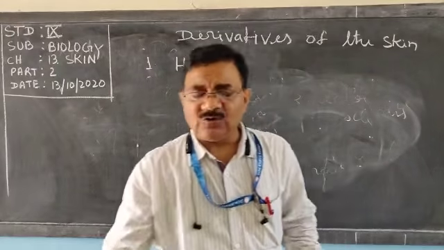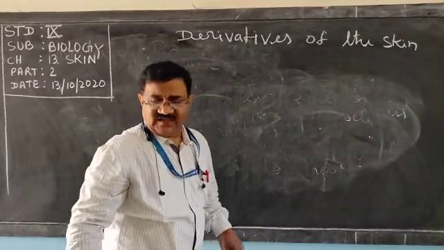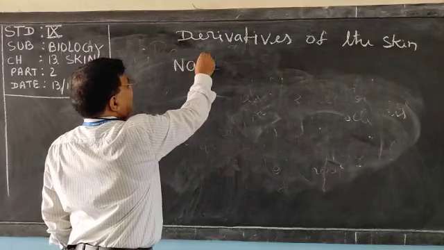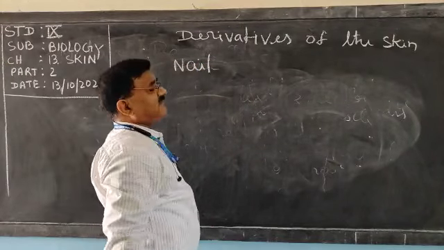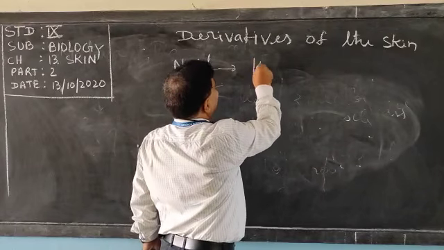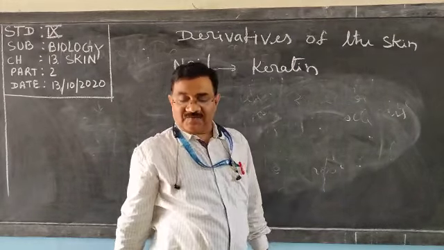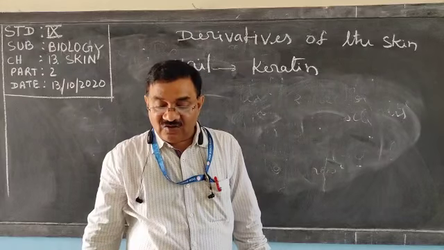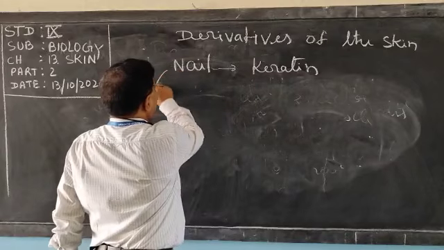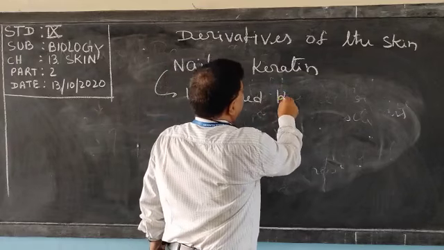Coming to the nail, the next part. Nail is no doubt a derivative of the skin and is made up of the protein keratin. So it is a hardened keratinous plate. So what is a nail? Hardened keratinous.